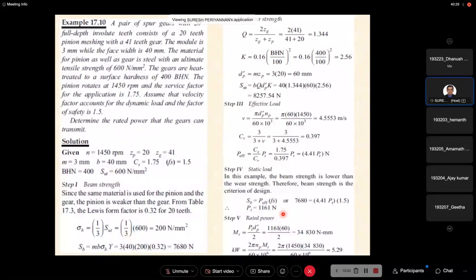What is the power equation? Before the power equation, we have to find out the torque transmitted. Torque Mt is equal to PT into dp by 2. From this relation, we are able to find out the torque. Then go for the standard equation: power is 2π n T divided by 60 into 10 power 6. Here 2π n is nothing but the angular speed, and T is the torque, here Mt. Now we know all the values. Finally, we find that the power transmitted is 5.29 kilowatt.